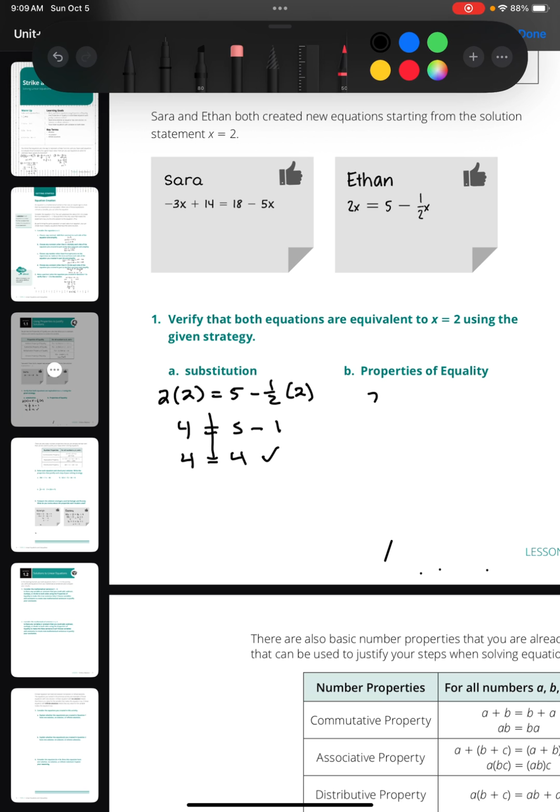And then using the properties of equality this time to solve his equation, to verify we do get 2. First, we want to move all our x's to one side again. So I'm going to add 1/2 x. So we get 2.5x equals 5. And then divide by 2.5. So x equals 5 divided by 2.5 is 2. So we did verify by both the substitution and the properties of equality that his equation is accurate.